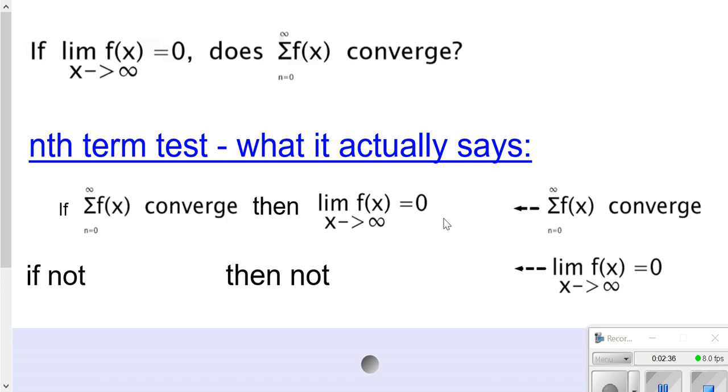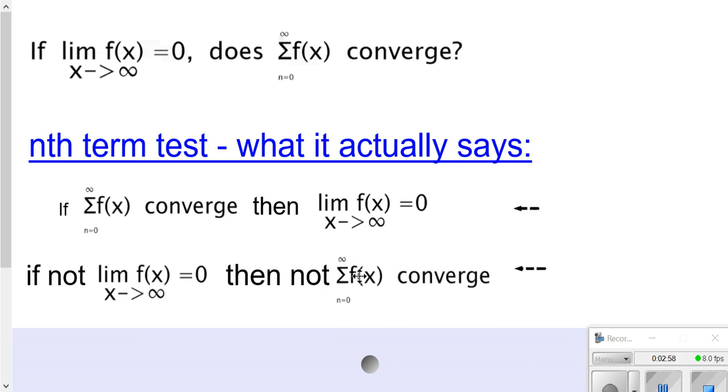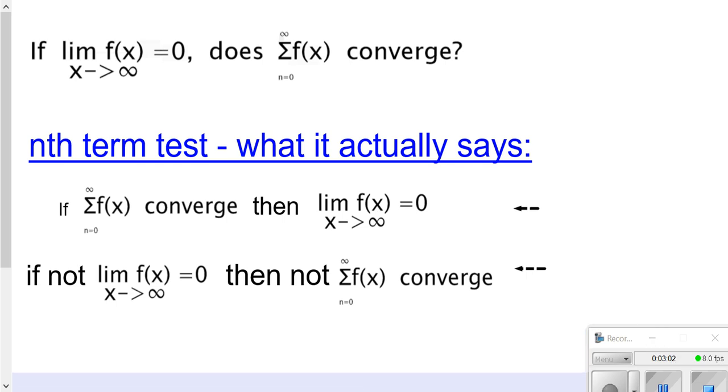An if-then statement is not automatically reversible, right? So if A then B does not imply if B then A. The contrapositive is the one that would be logically equivalent. So I take this conclusion and I negate it. So if not the limit going to 0, then not series convergence. Okay, now that's a really awkward way of writing that.